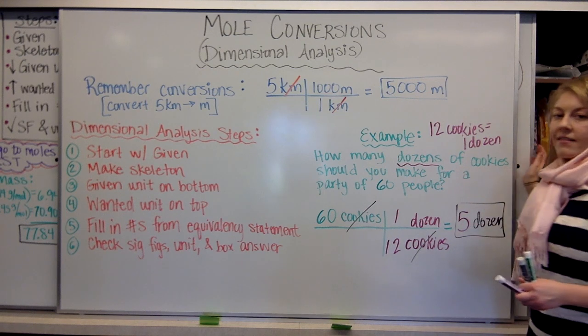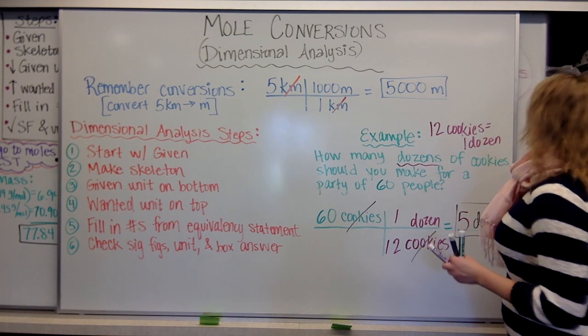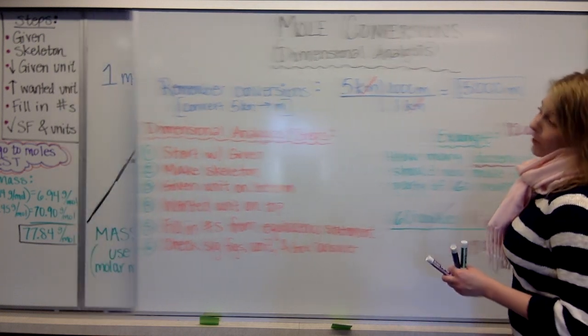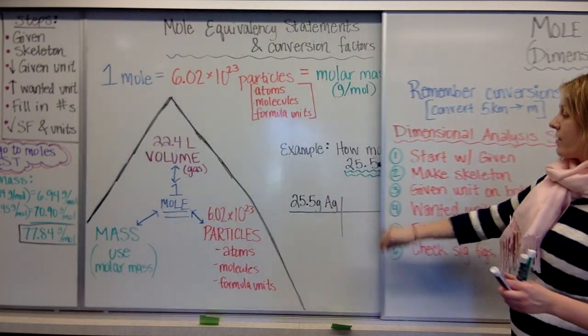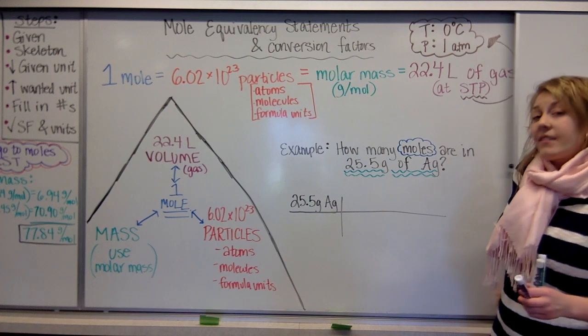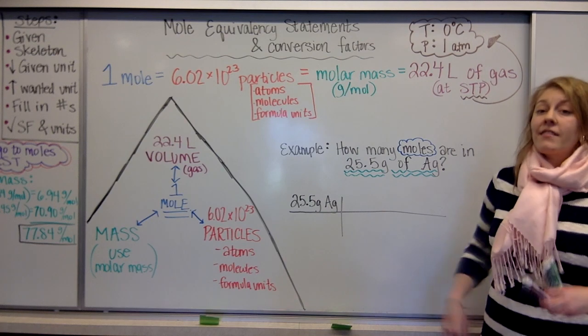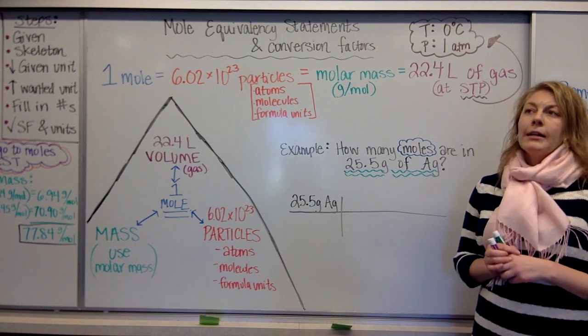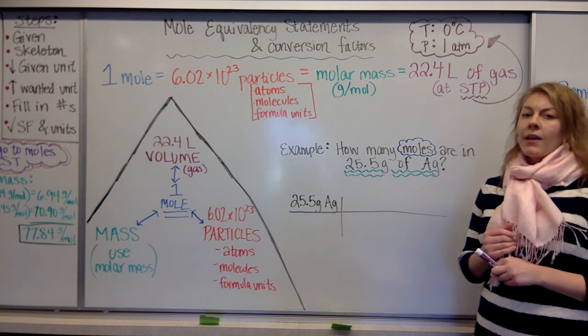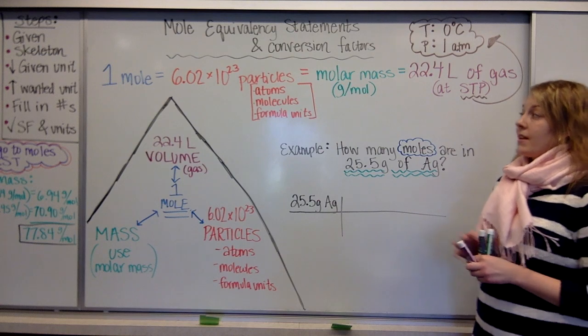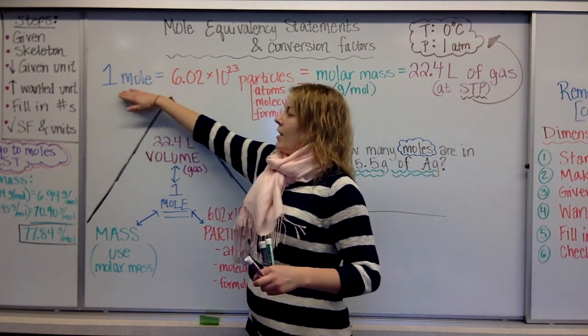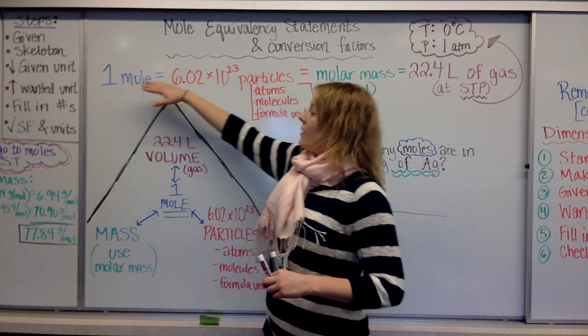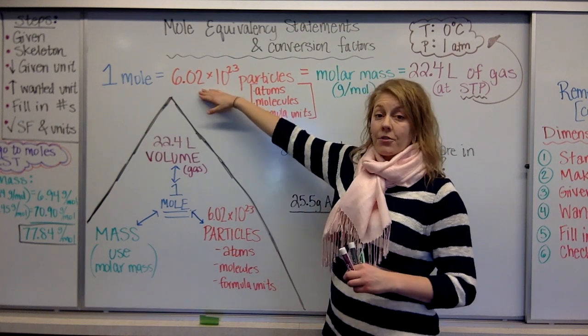Let's take a look at this from a more chemistry point of view. All right, so looking at moles. Now, remember that our equivalency statement for conversion factors was 1,000 meters is equal to 1 kilometer. For moles, our equivalency statement is this. 1 mole is equal to Avogadro's number.